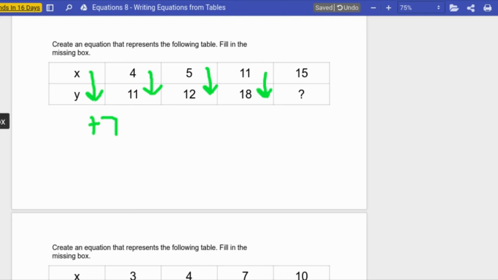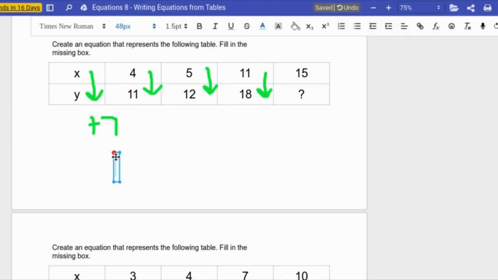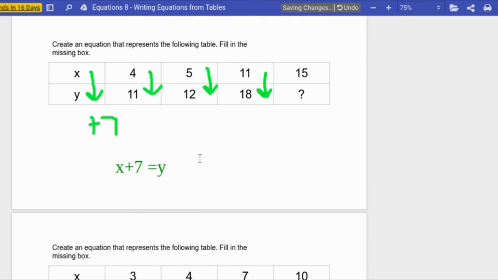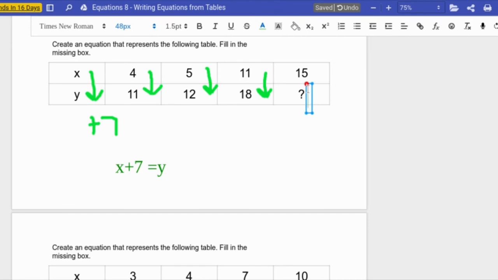But we're not just going to write add 7. We're going to write that as an equation, and we're going to say we take x and we add 7, and that equals our output, or our y. So if I do that here, 15 plus 7 is 22. So my missing value is 22.